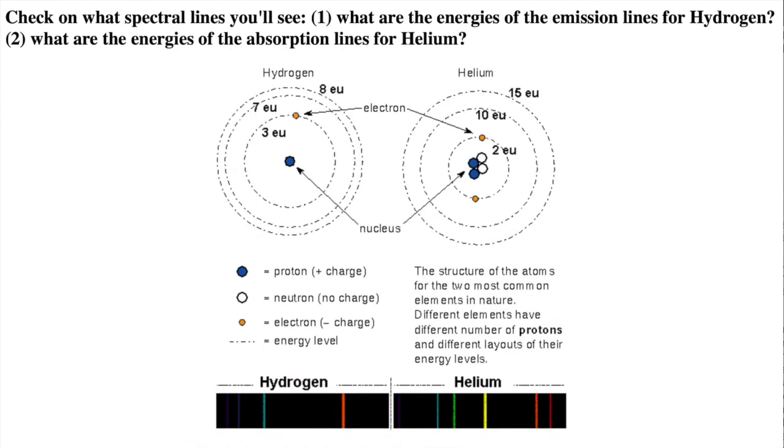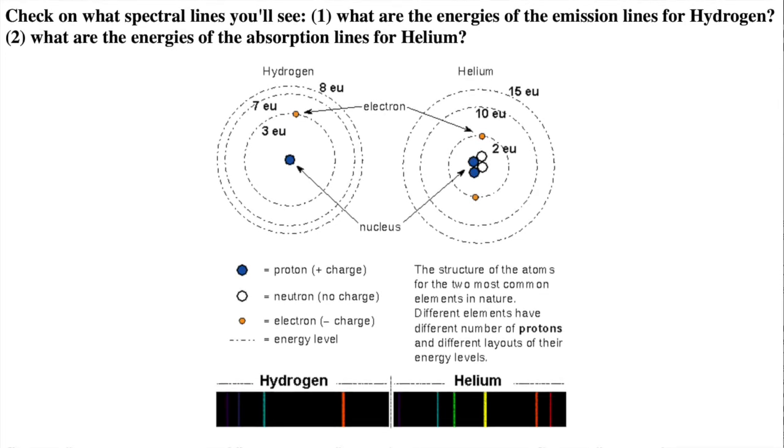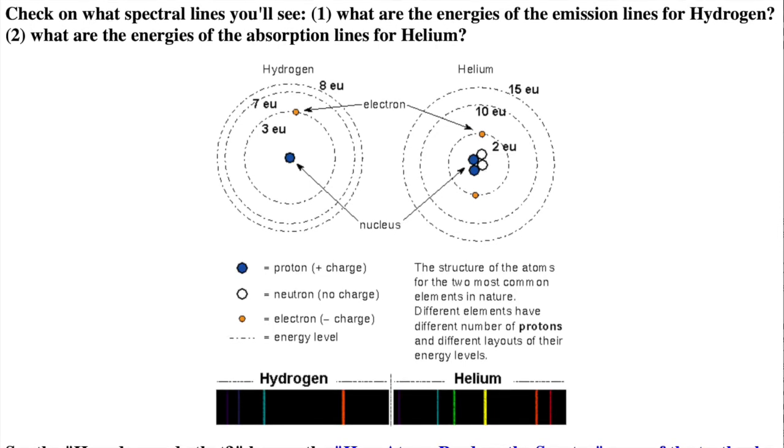Let's do an example with a 3-level hydrogen atom on the left. The ground state first level has energy 3 EU, energy units. The middle second level is 7 EU. And the outermost level 3 has energy 8 EU. What are the emission lines possible for this simple atom? Remember that you subtract energy levels.